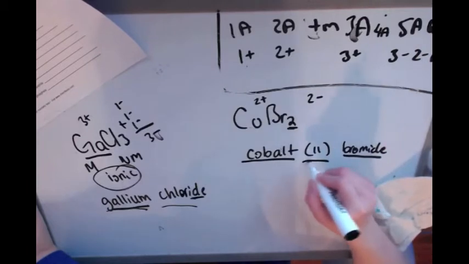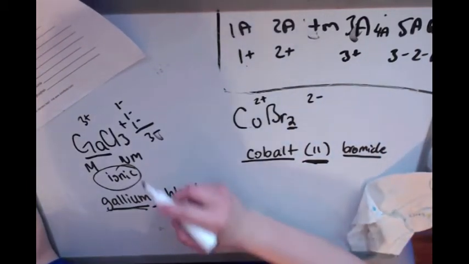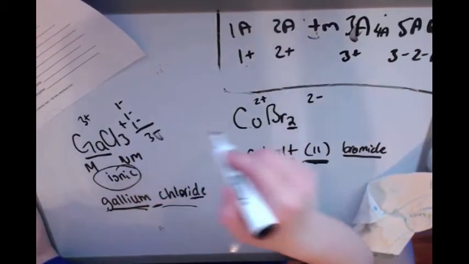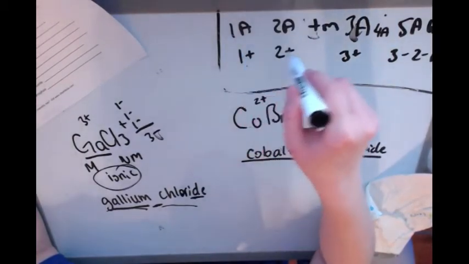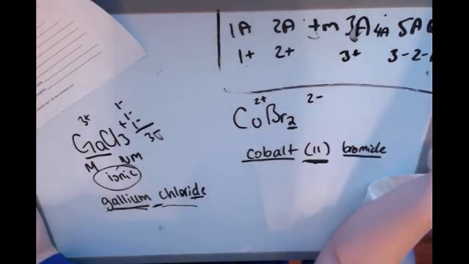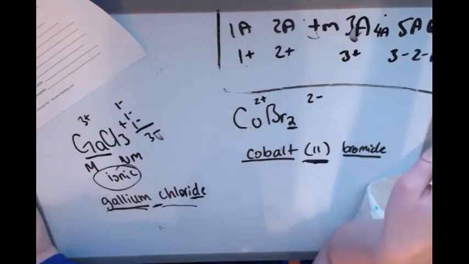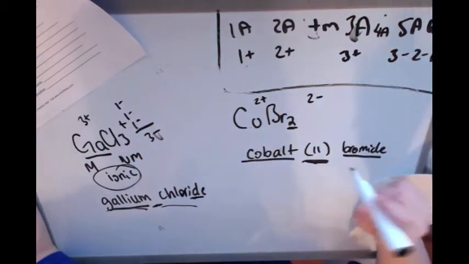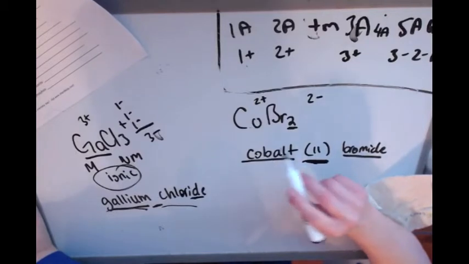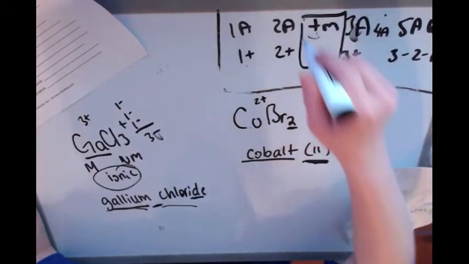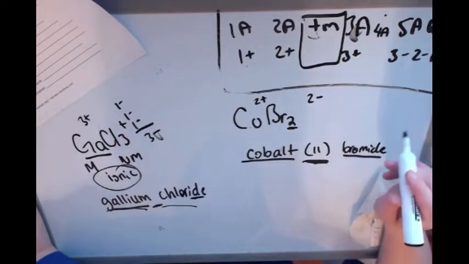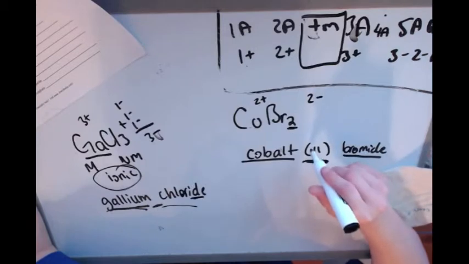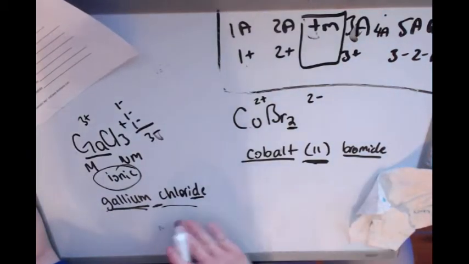The difference here is with the Roman numeral. The others are in a set column where we do know the charge all the time: 1A, 2A, 3A, 5A, 6A, 7A. We always know what those charges are. But cobalt is a transition metal, so its charge depends on the charge of the anion it's bonded with, or the charge of the polyatomic anion it's bonded with. So we have to write that in Roman numerals. You see the difference here?